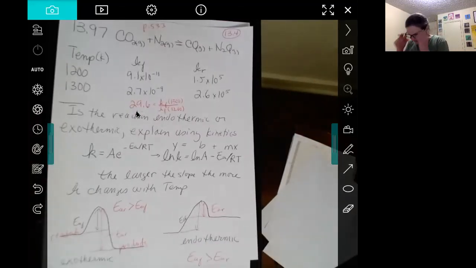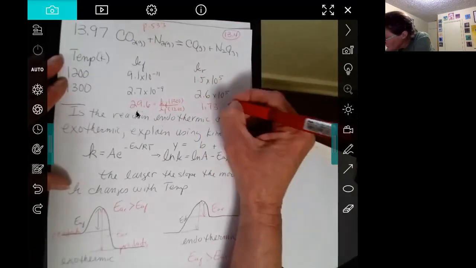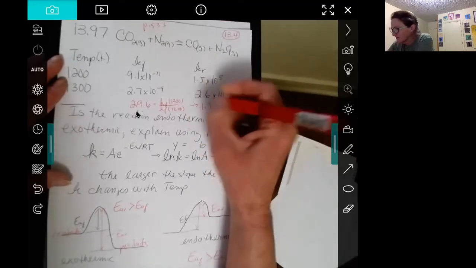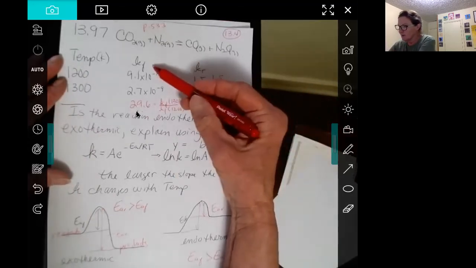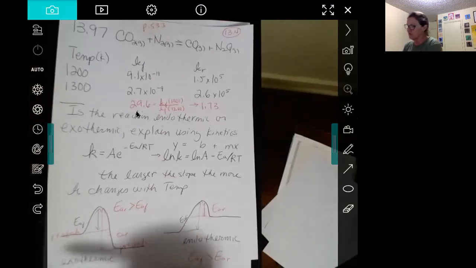Now if we look at the k in reverse, 2.6 times 10 to the 5 divided by 1.5 times 10 to the 5, it has changed. Both of them have increased, you notice, but this one has not increased as much as this one. So the forward rate constant is changing more.